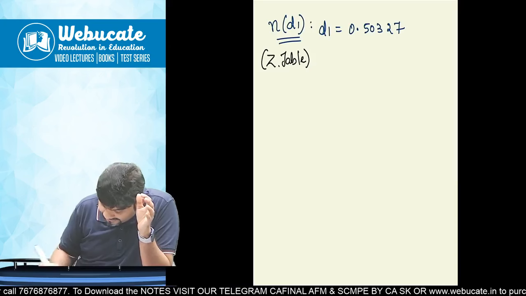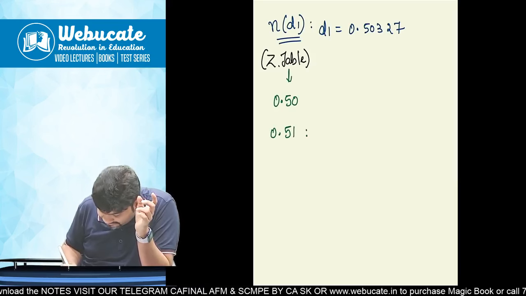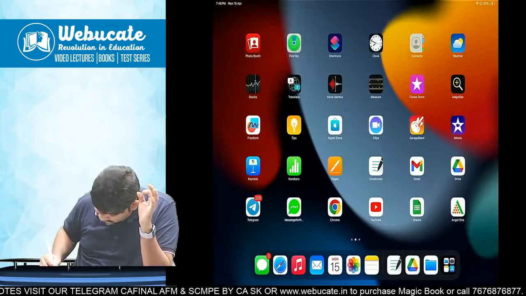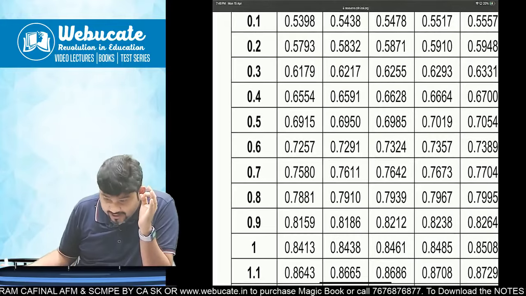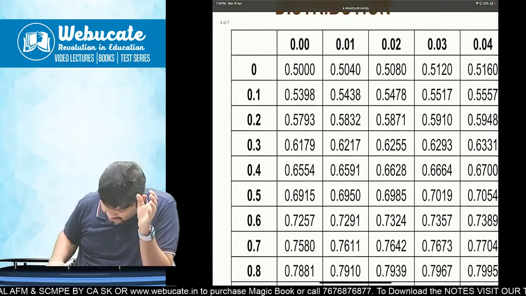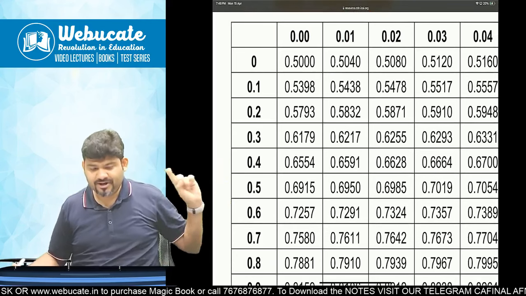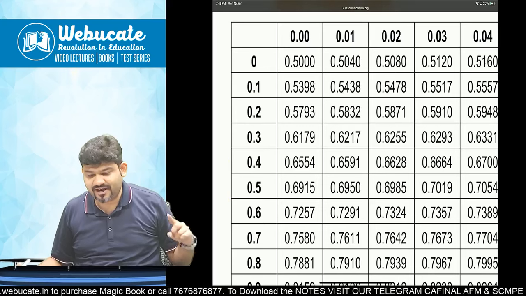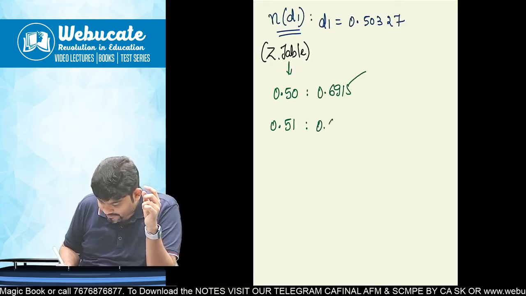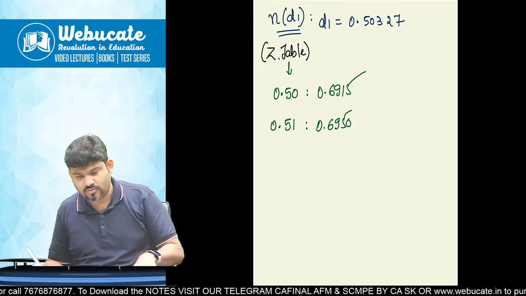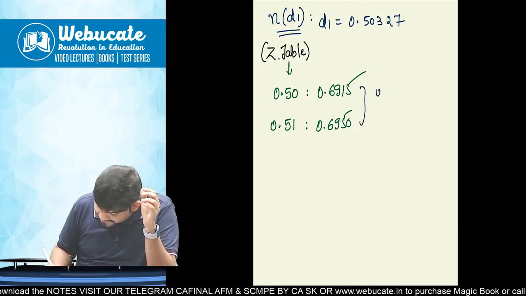In the Z table you will find 0.50, and you will find 0.51. We will use this. 0.50 is how much? Can I say 0.6915? And 0.51 is how much? See this, 0.50 and then 0.51. So 0.6915, 0.6950. Done. Now let's solve this, using interpolation here.